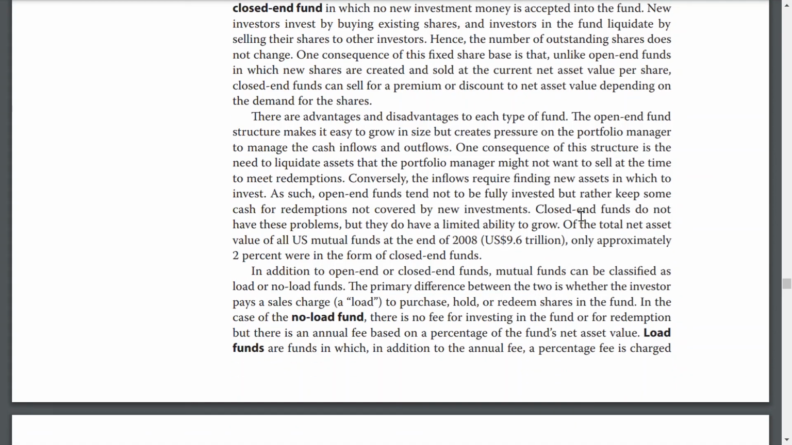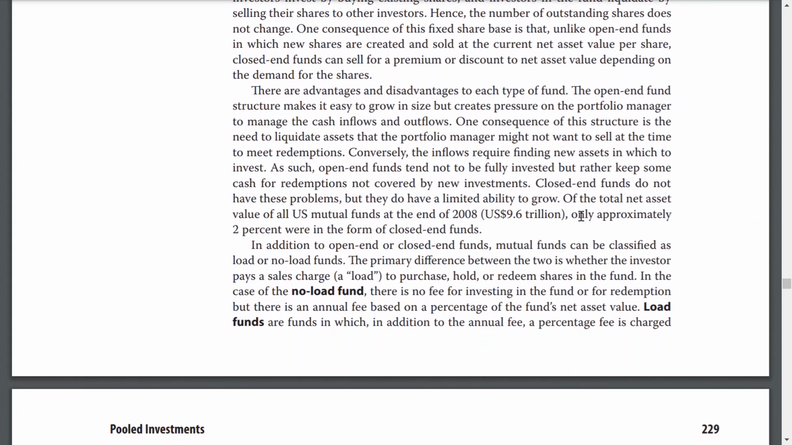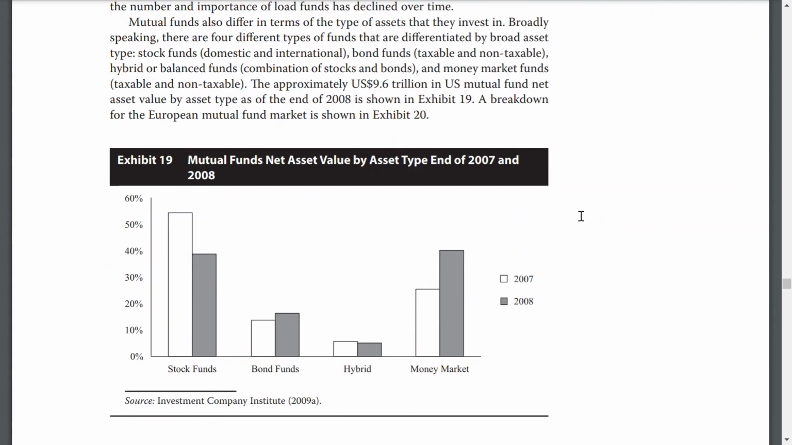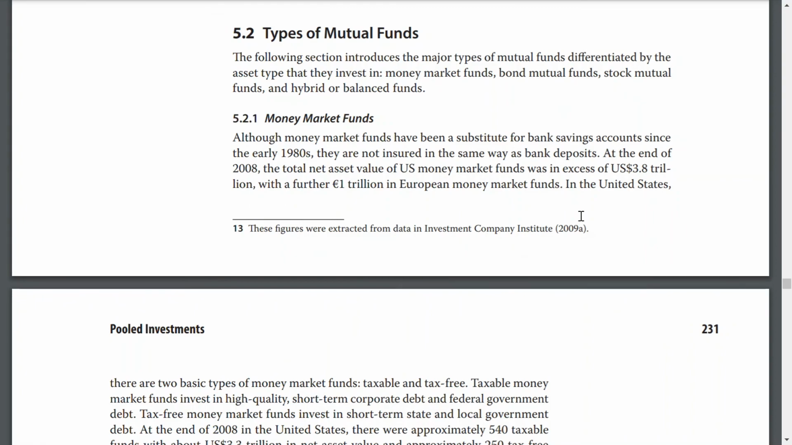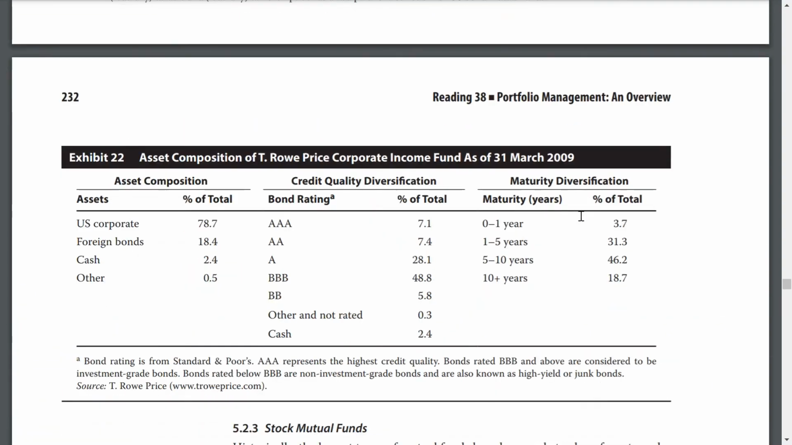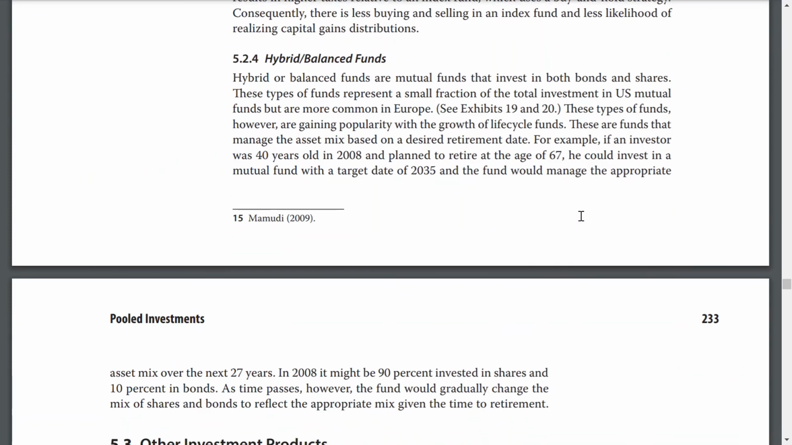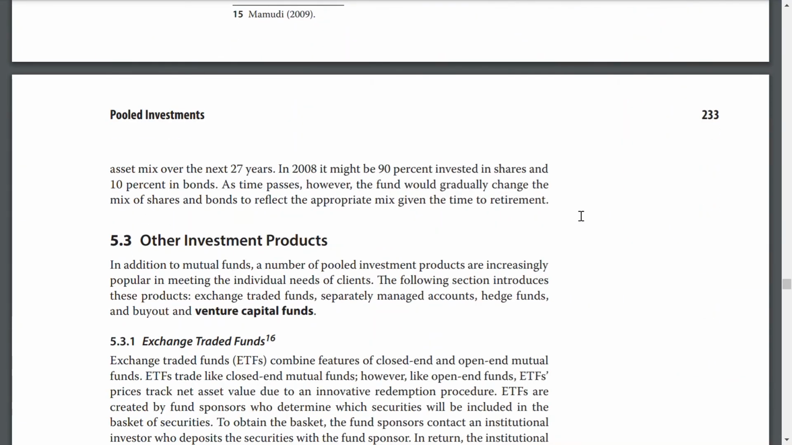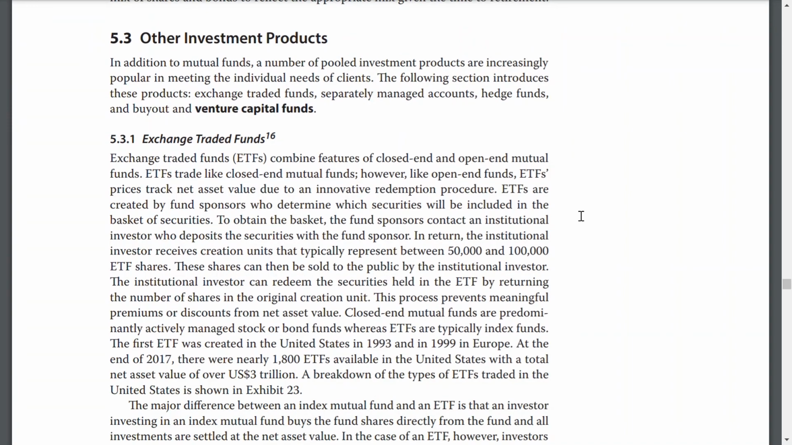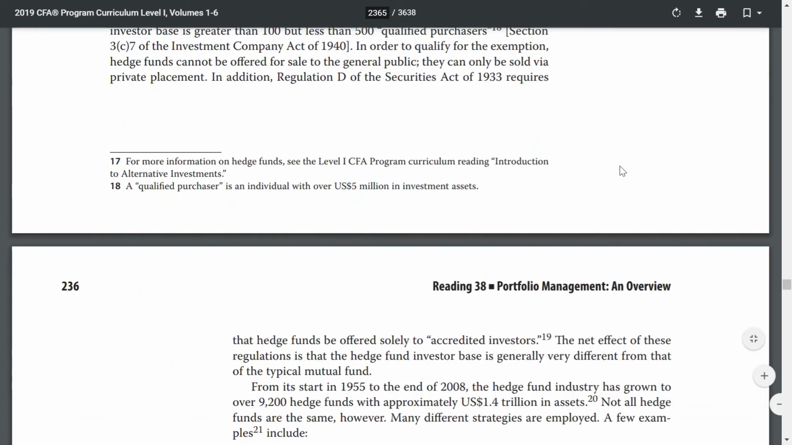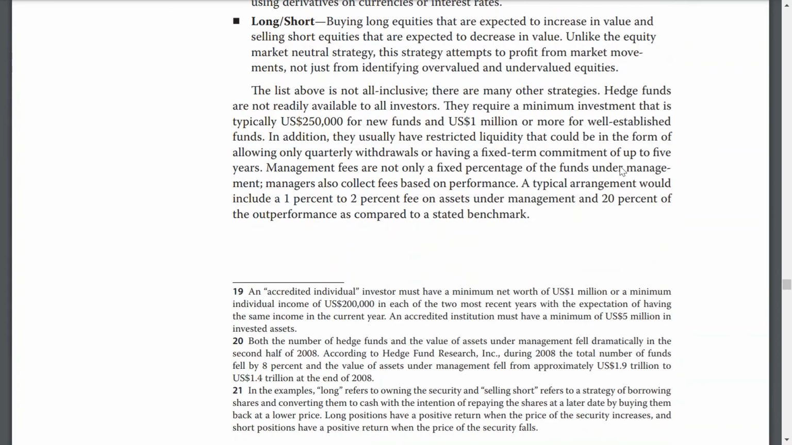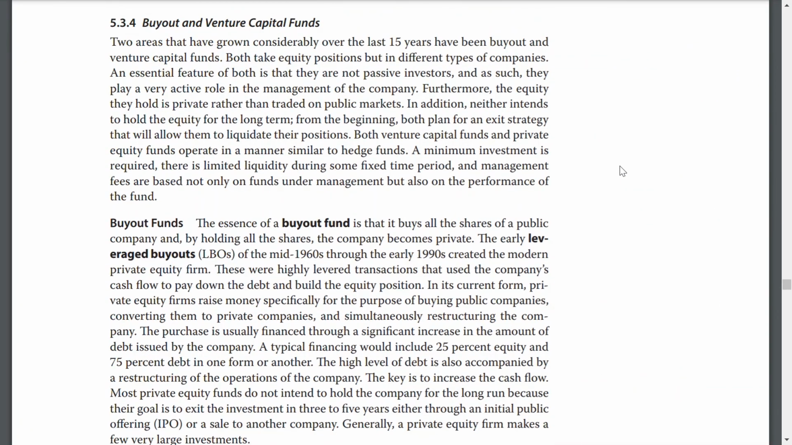Of the total asset value in U.S. mutual funds at the end of 2008, approximately 2% were in the form of closed-end funds. Types of mutual funds: we have the money market funds, we have the bond market funds, we have the stock market funds, stock mutual funds. We have the hybrid or balanced funds. Other investment products, we have the ETFs or exchange-traded funds. We have separately managed accounts. We have hedge funds, and then we have buyouts and venture capital funds.